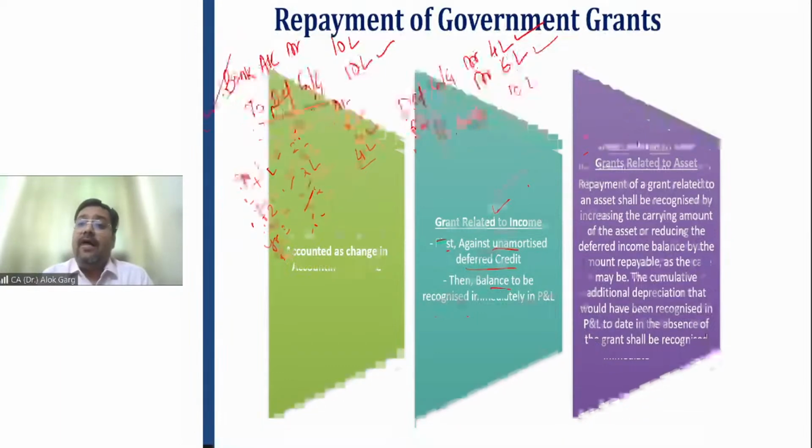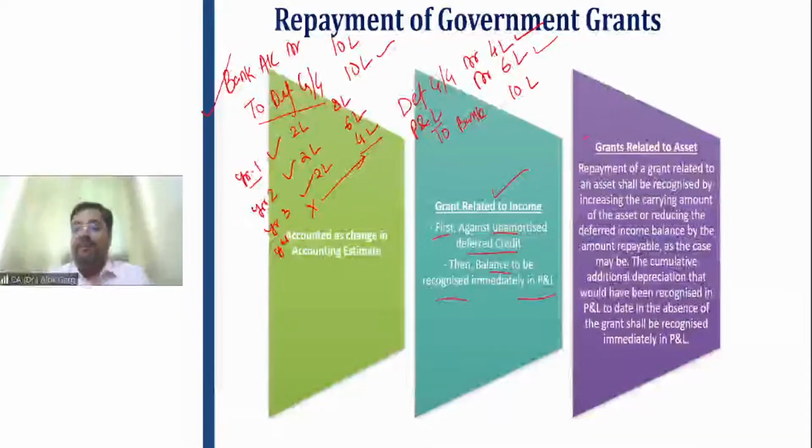Let's discuss grant related to asset, and it is a little tricky. So friends, what is a grant related to asset? How does this treatment have to happen? Repayment of a grant related to an asset shall be recognized by increasing the carrying amount of the asset or reducing the deferred income balance by the amount repayable, as the case may be. The cumulative additional depreciation that would have been recognized in P&L to date in the absence of the grant shall be recognized immediately in P&L.